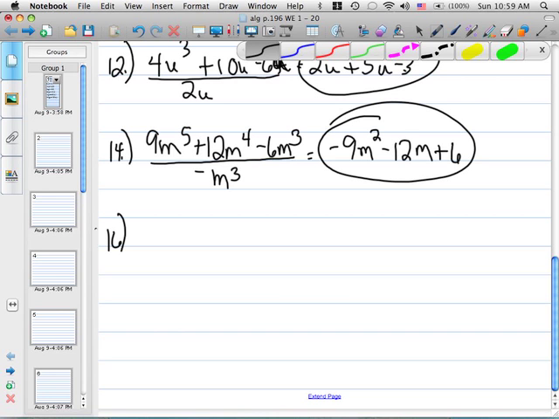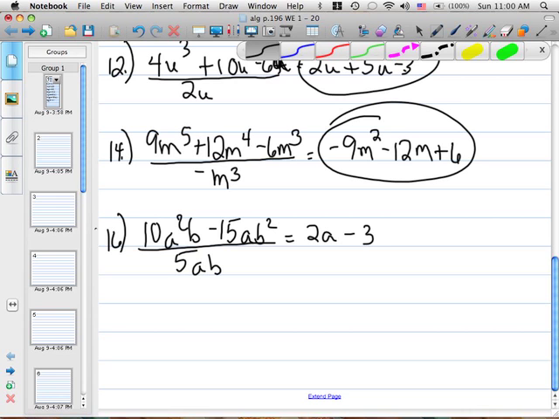Number 16, 10a squared b minus 15ab squared over 5ab. 5 goes into 10 2 times, cancel out an a, leaving me an a. The b's cancel out. Negative 15 divided by 5 is negative 3. The a's cancel. The b squared, I can take out a b, so I have a b left. So 2a minus 3b.